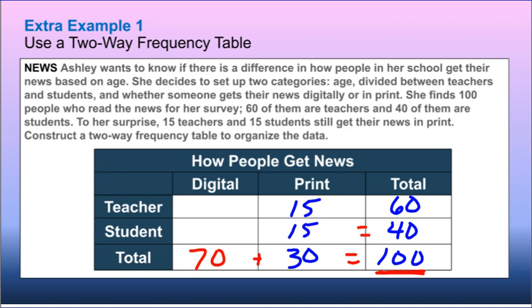So now I think, what do I add to 15 to get to 40? So 40 minus 15 would give us 25. And then what do I add to 15 to get to 60? That would be not 30, not 35, it'd be 45. And then if I add 45 and 25, that would give me my 70.